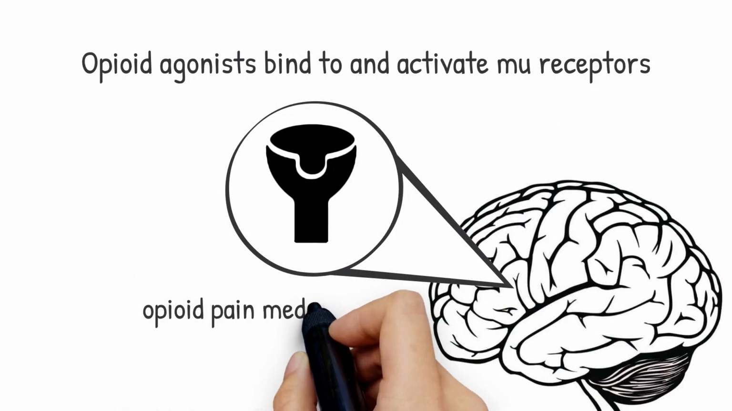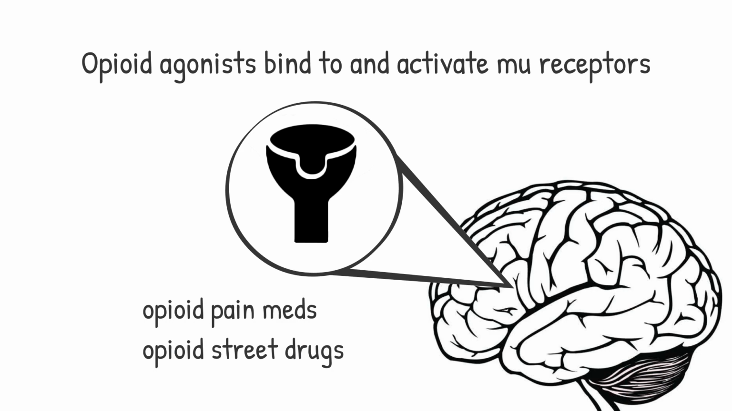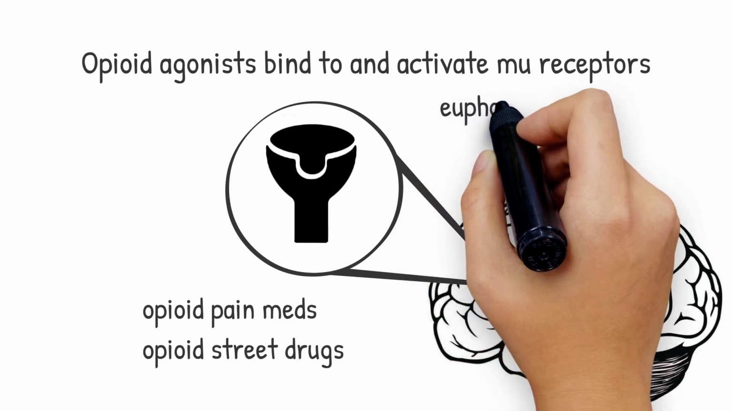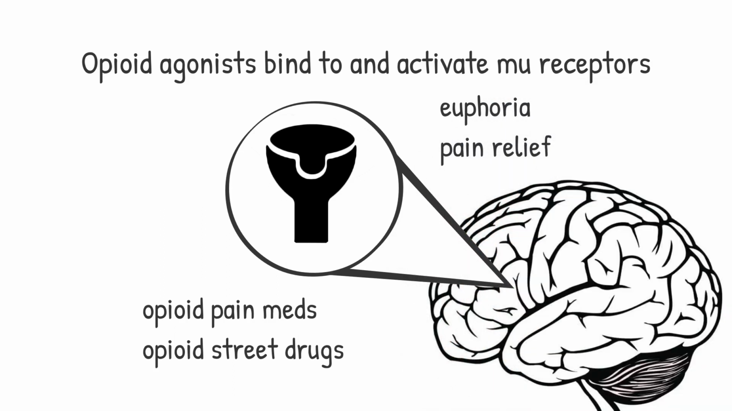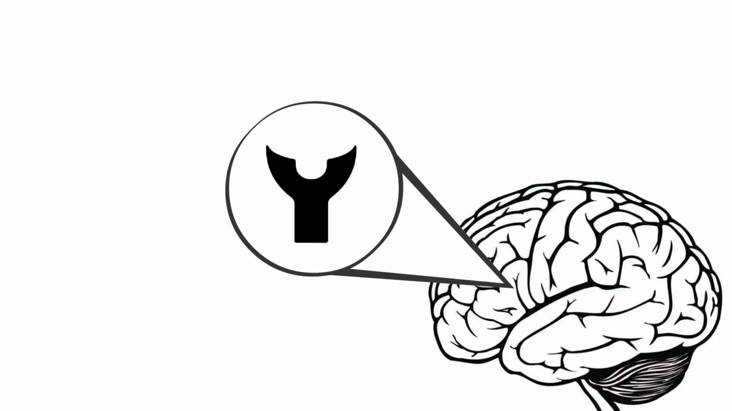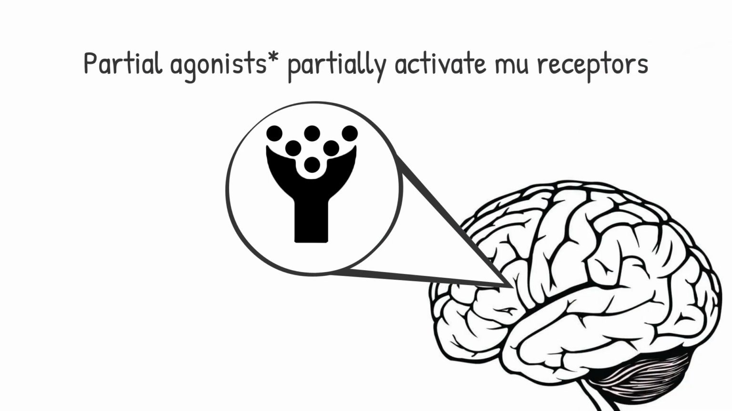This includes the opioids that people take for pain relief and recreationally, like morphine, heroin, Vicodin, and fentanyl. Opioid agonists create a sense of euphoria, a diminishment of pain, and a feeling of sleepiness. Some substances bind to those same mu receptors, but activate them less strongly. These are called partial opioid agonists. Buprenorphine is a partial agonist.